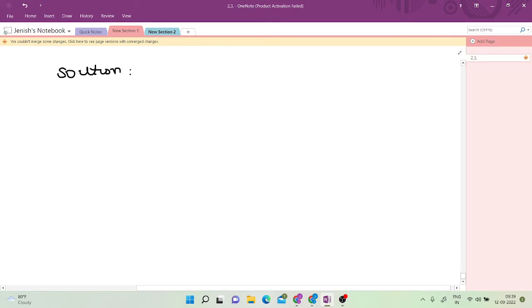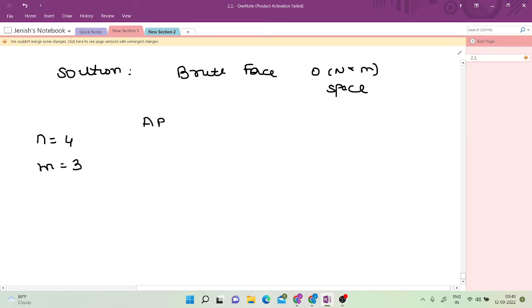See, there are two possible solutions we could do. One is the brute force. I would not brute force exactly, but it would take big O of n cross m space complexity. What I could do, see, as I told you, I am given n, the dimensions of the matrix. So then I could make two matrices, right? What are the two matrices?